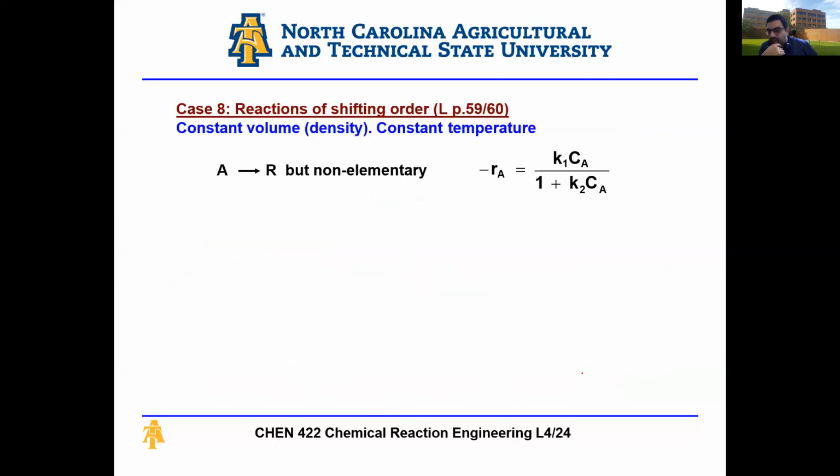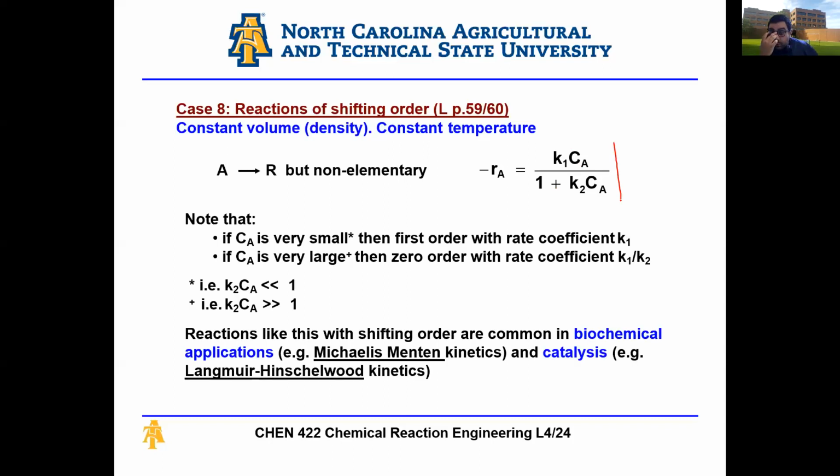Good. And then this is our last case here. And we're not going to derive any numbers for this case. This is something you just need to be aware of. Sometimes when doing experiments, you notice that there are reactions of shifting order. And what this means is that even though you say you're running a reaction A goes to R, my reaction rate expression looks something like this: k1 CA divided by 1 plus k2 CA. You see this a lot in catalysis. So if you take a catalysis course, you'll learn how to derive these expressions.